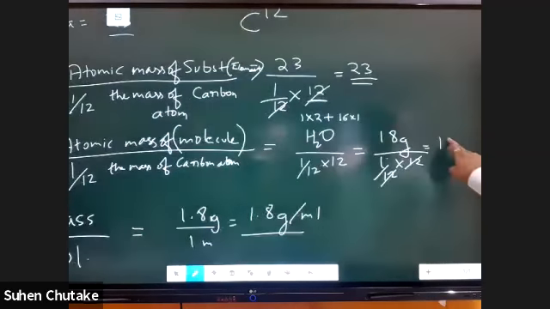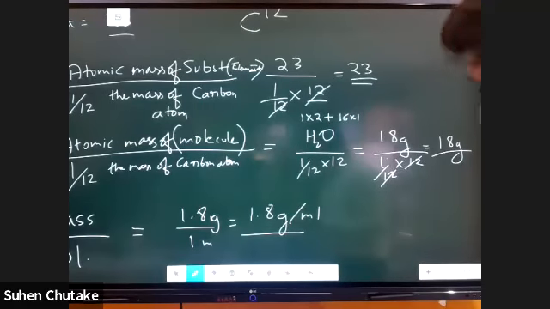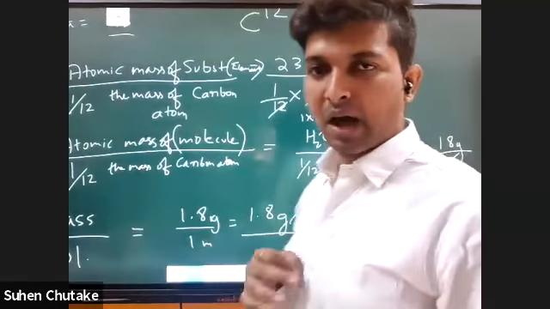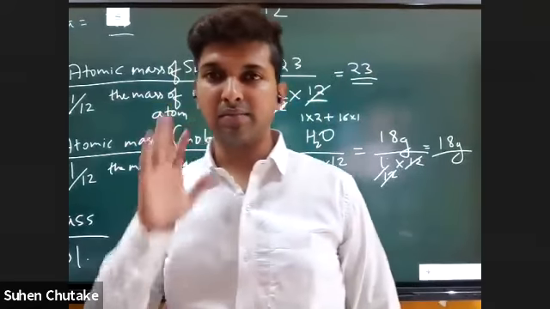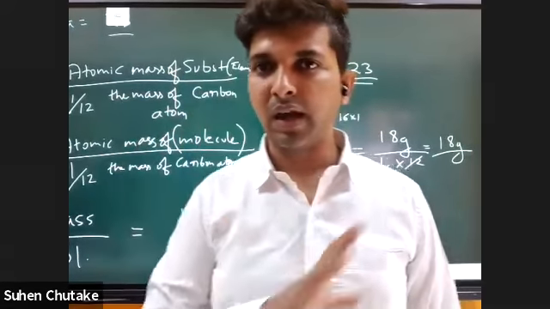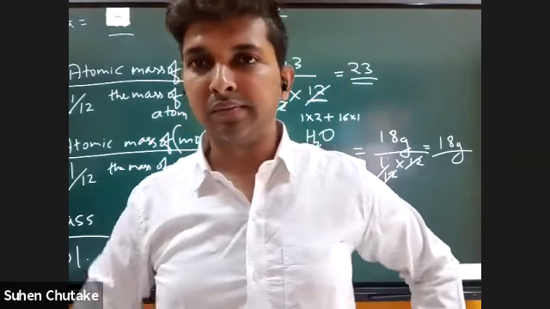Bolo yaar, we'll get what? 18 only. So what is this? 18. This will become RMM. RAM and RMM. How's that? Yeah, understood? So that 18 will not have any unit.